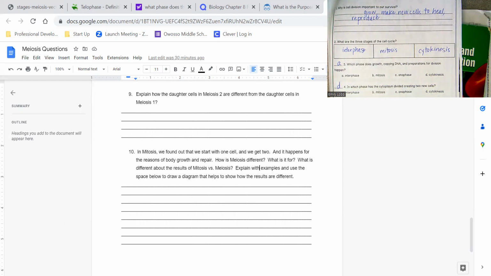Definitely go through these questions, make sure they're being answered. 2 tables, a diagram, something that talks about how they're different. What's different about their results? What's different about their purpose? What are some examples of each and what they're used for in the human body, or a different animal? Okay, so take some time on that one.